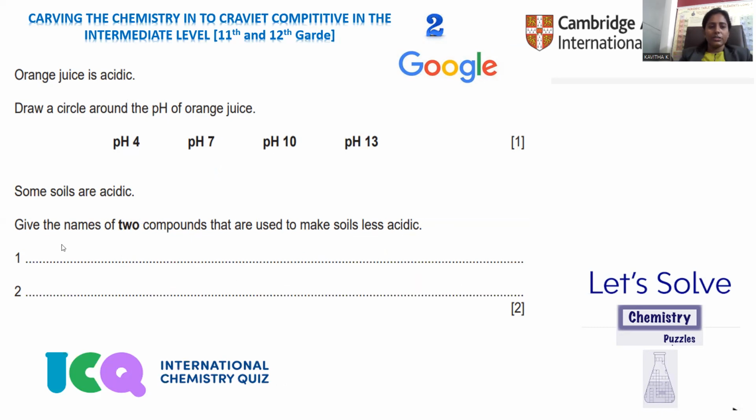And one more question is also there. Some soils are acidic. This is most important regarding the agricultural field, agricultural cropping purpose. We can focus on this kind of question. Some soils are acidic in nature. Give the name of 2 compounds that are used to make soils less acidic. Why do we have to make it less acidic?